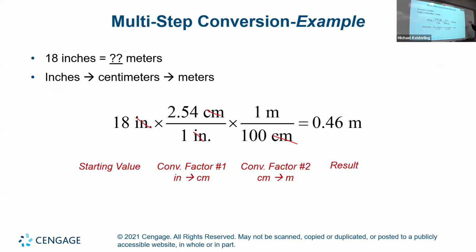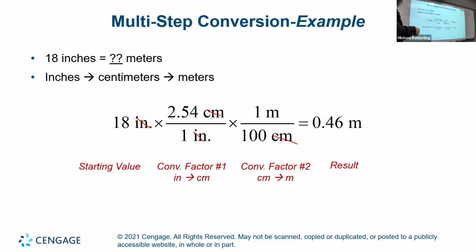You can also do multiple step conversions. And you don't need to complete one and then do the next. You can just line them up. So if you wanted to know what 18 inches was in meters, well, you know the conversion factor from inches to centimeters. That's 2.54 centimeters over 1 inch. And then you just need to convert from centimeters to meters. Well, 100 centimeters equals 1 meter.